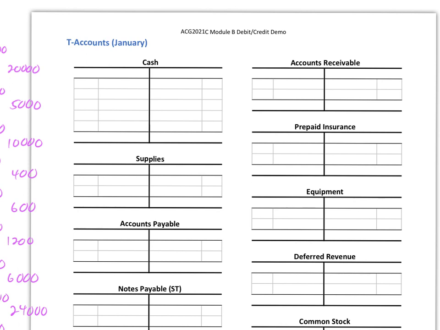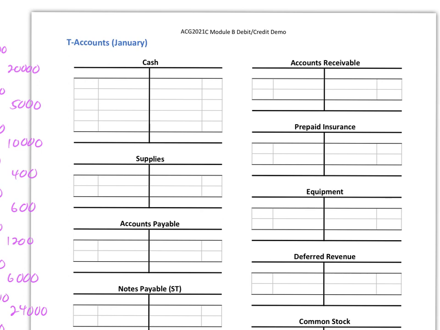But what we want to do as a first step is follow the debit and credit rules and put a plus and minus, because basically what we're going to do here, by the way, is put numbers on this side and numbers on that side of each account. So you're going to put numbers on each side of the account, and it's going to show the increases or decreases to the account.